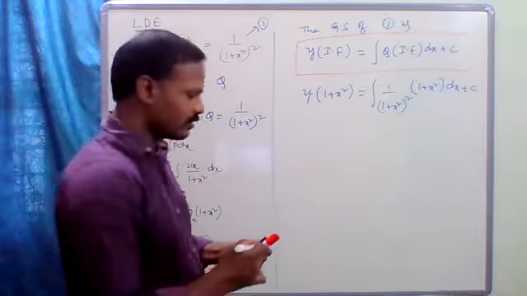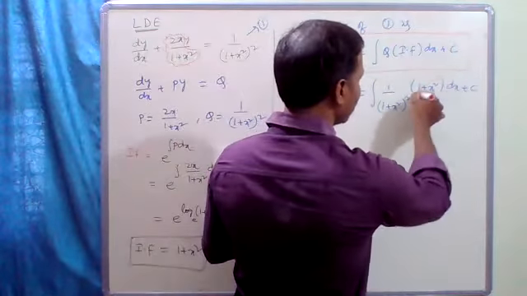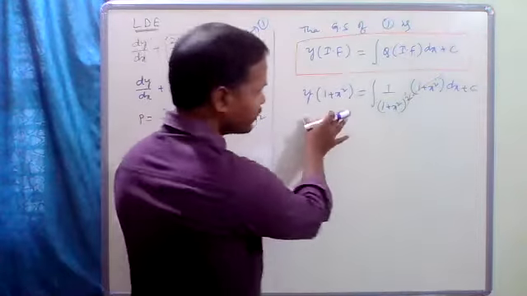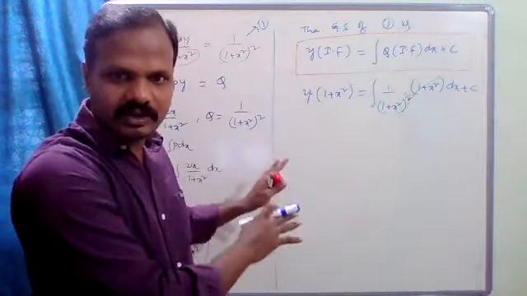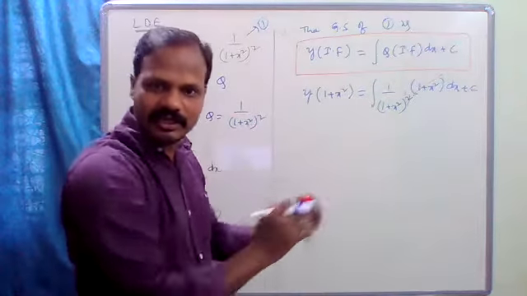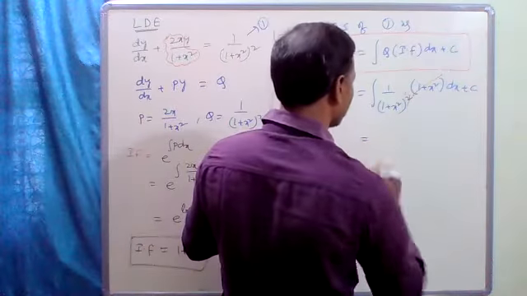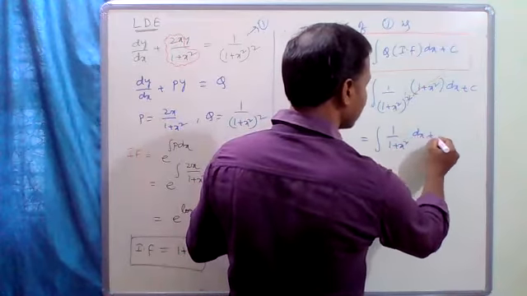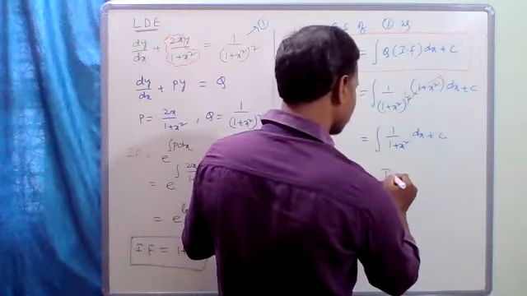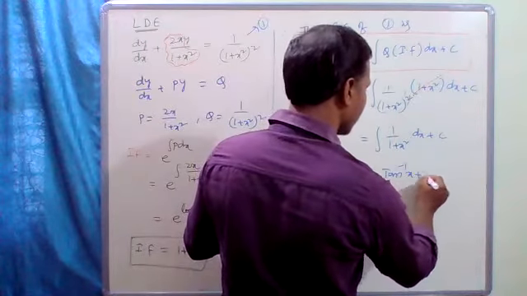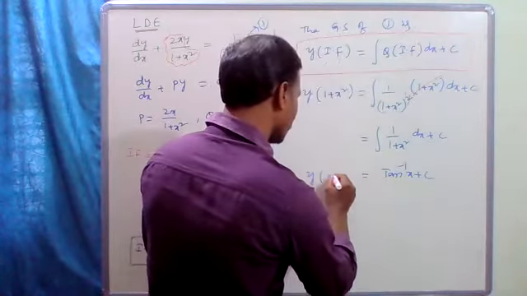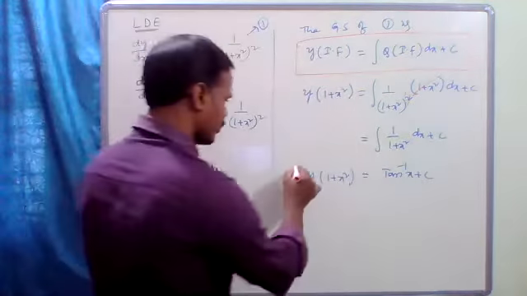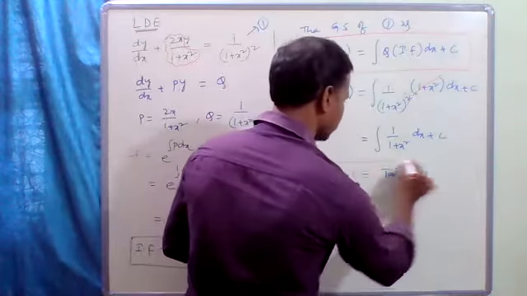Now here the 1 plus x square term will be cancelled. Left side no need to simplify, it is already simplified. Just think about the right side only. Now this is equal to integral 1 by 1 plus x square dx plus c, which is nothing but tan inverse x plus c. So y into 1 plus x square equal to tan inverse x plus c. So this is the solution.